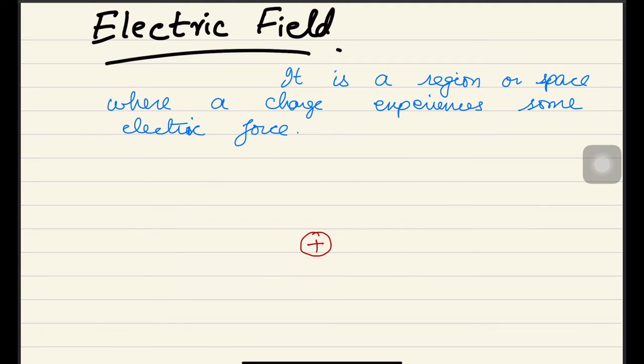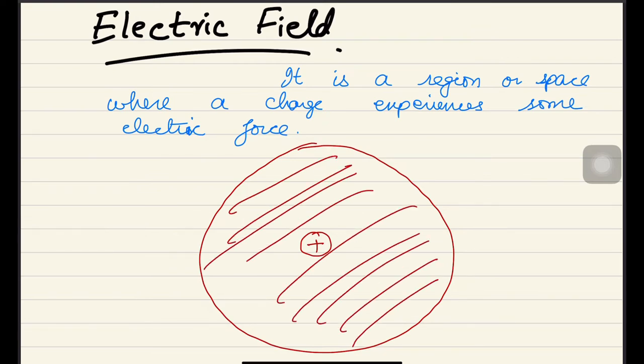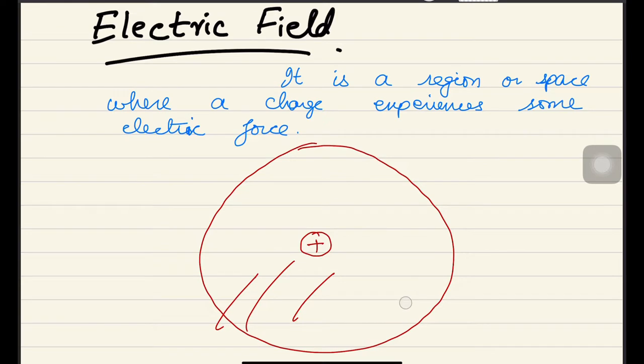Right, so if I place a positive charge over here, let's suppose the range of the influence of this positive charge is within this circle. So this circle, this region is called the electric field, where I will put any charge and that charge will experience the electrostatic force of attraction or repulsion depending upon the nature of the charge. For example, if I put a positive charge over here, it will be repelled. And if I put a negative charge over here, it will be attracted towards this positive charge. So that's the simple phenomenon. Okay, so that's the concept of the electric field.